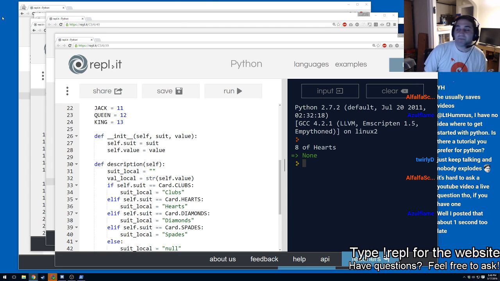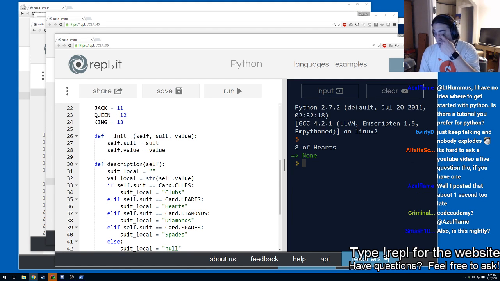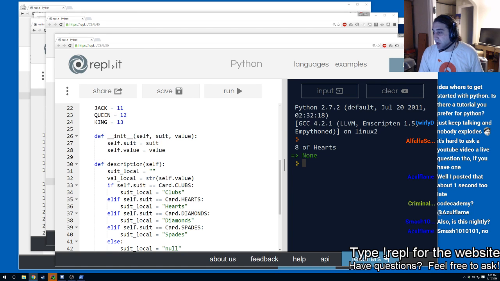Okay. You posted that 1 second too late. What'd you post? I'm confused. Oh, I see. It's just highlighted so it didn't stand out.